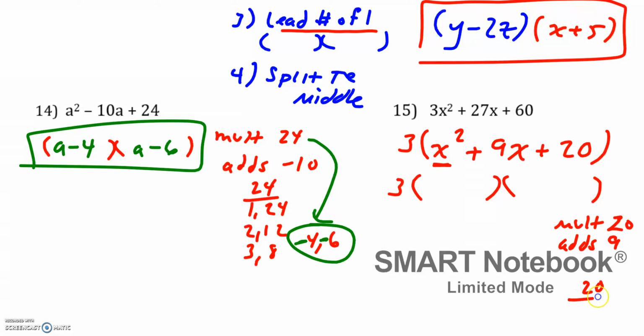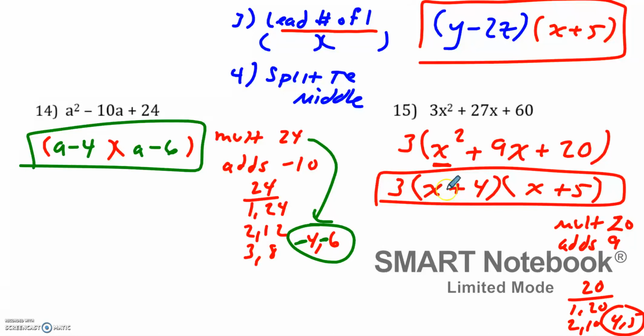Well, the options for 20 are 1 and 20, 2 and 10, and 4 and 5. 4 and 5 is the only pair that works. x plus 4, x plus 5. I am done here because I no longer see any x squareds, and it's not an equation, so I am not solving.